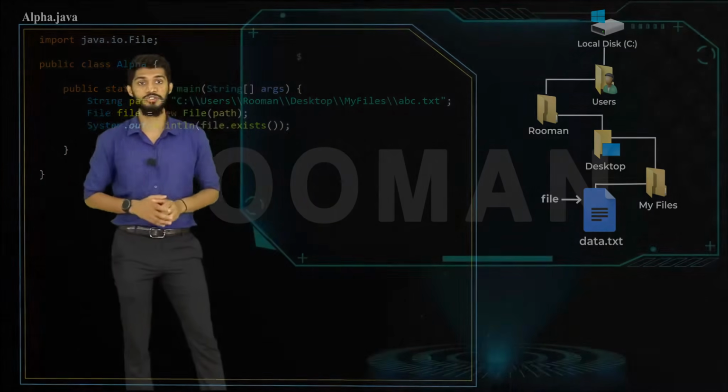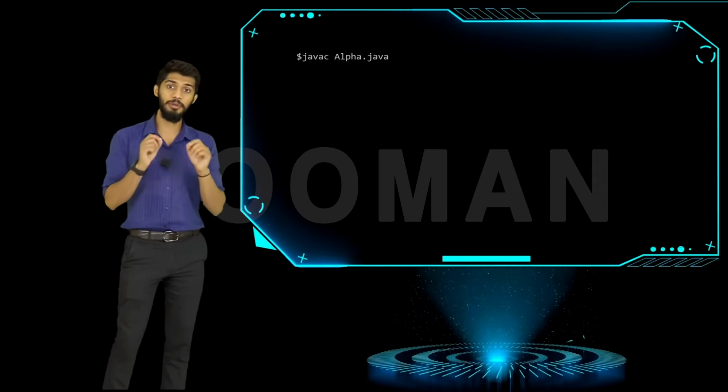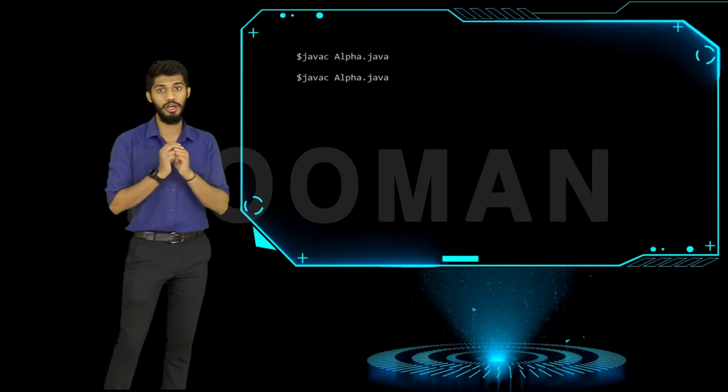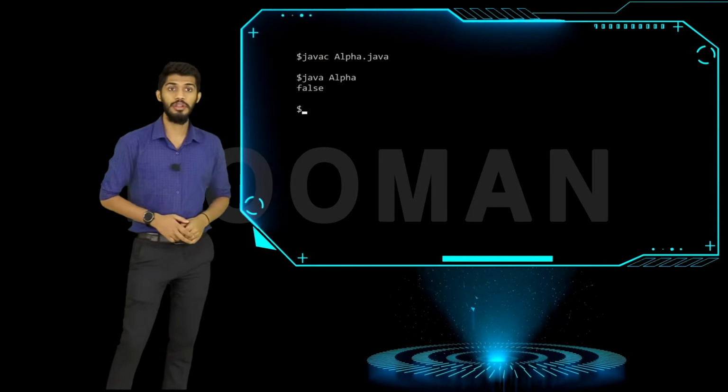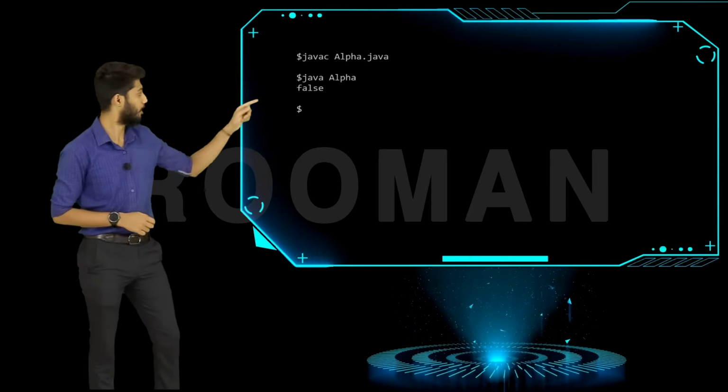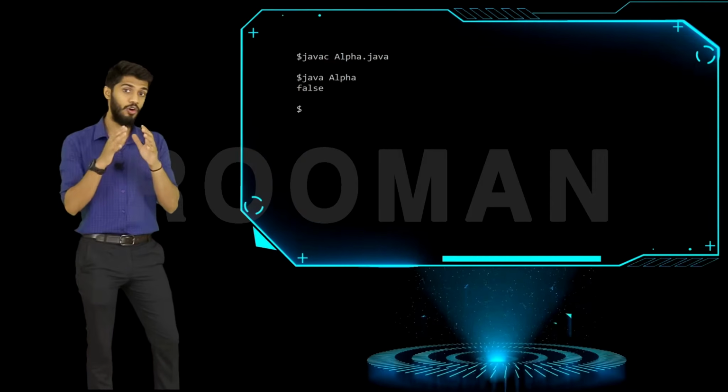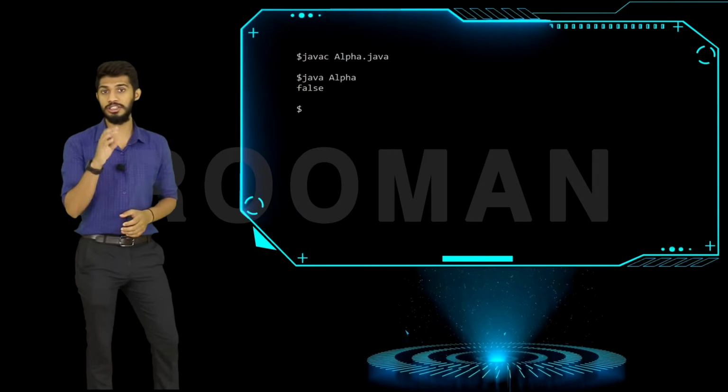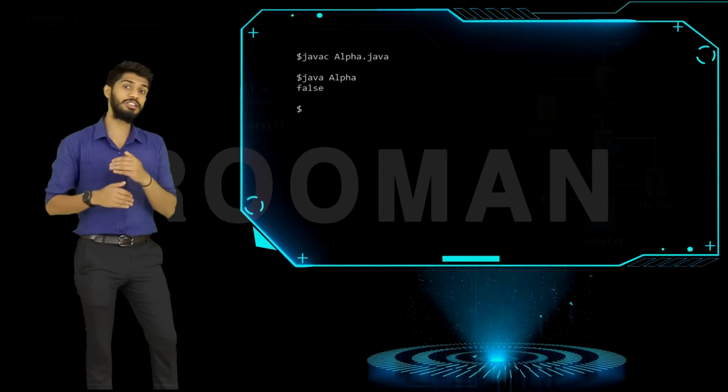So I would like to save this file and take you to the output window. Let me compile the code first. No errors. Let me run the code. You can clearly see it's returning me false. I hope how this particular method works is completely clear to you. So now let's see another method.